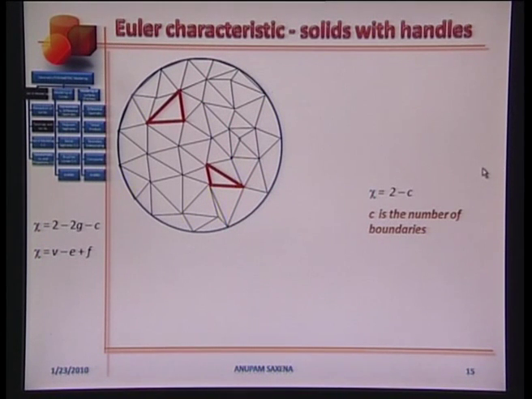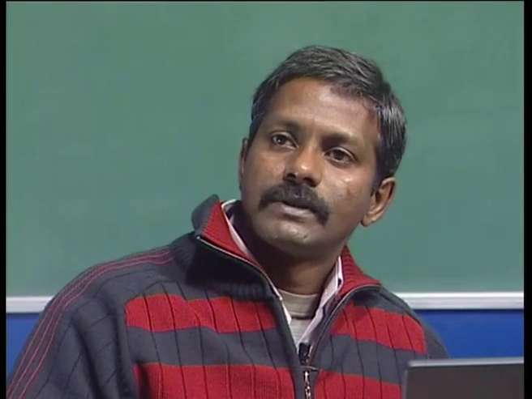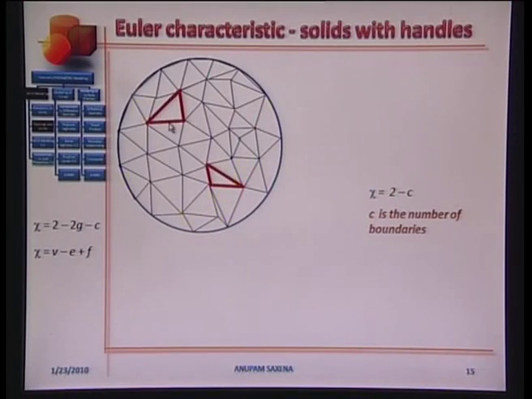We can generalize this result. We can keep on adding these boundary components, and we can keep on decrementing the Euler characteristic. In general, chi would be 2, which is the characteristic for a solid surface without any boundaries, minus the number of boundary components, just in case we happen to introduce boundary contours like these. Clearly, in this case, the number of boundary components is 2, and therefore chi is 0.